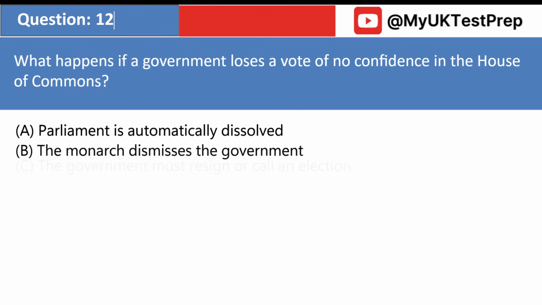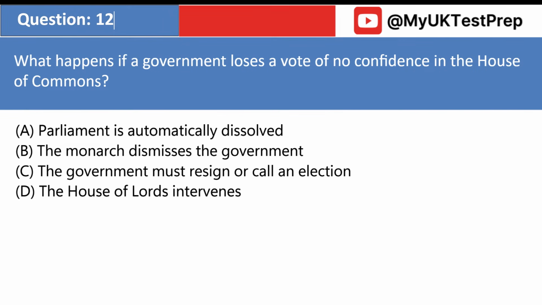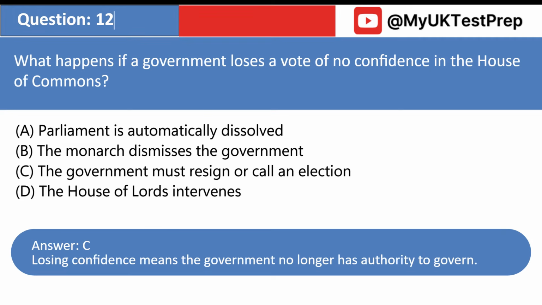What happens if a government loses a vote of no confidence in the House of Commons? A. Parliament is automatically dissolved. B. The monarch dismisses the government. C. The government must resign or call an election. D. The House of Lords intervenes. Answer: C. Losing confidence means the government no longer has authority to govern.